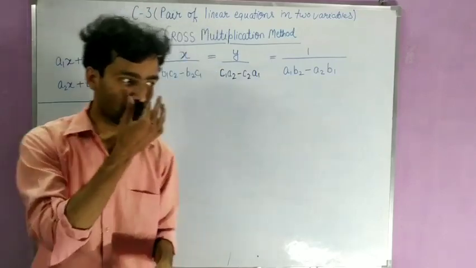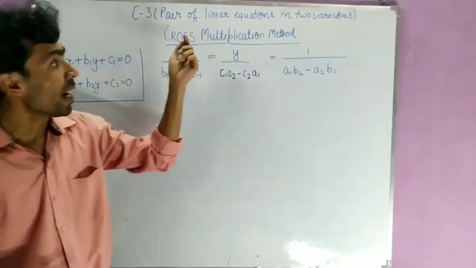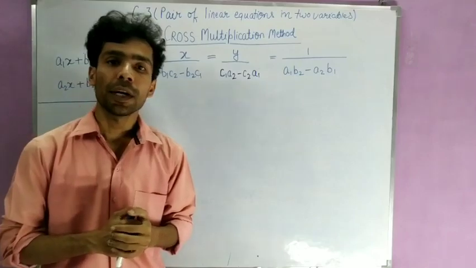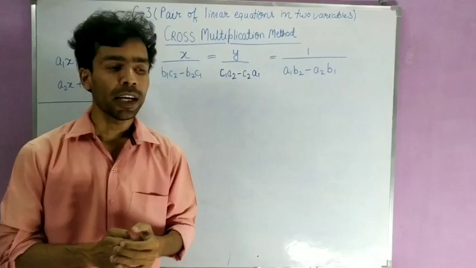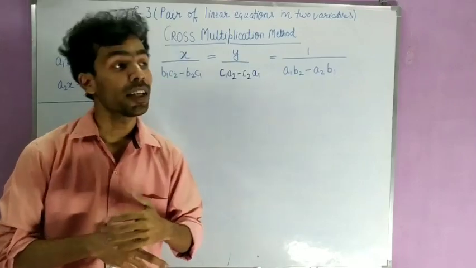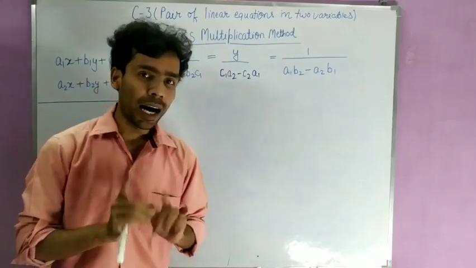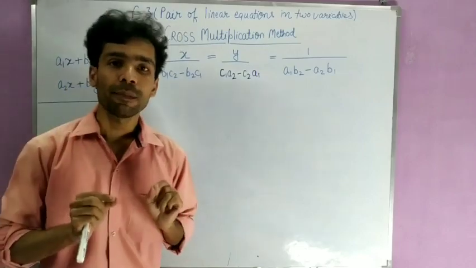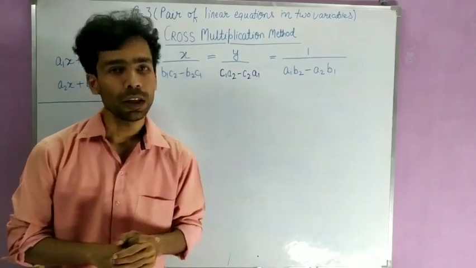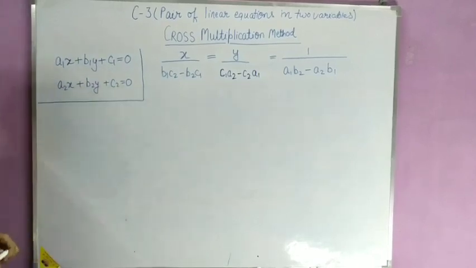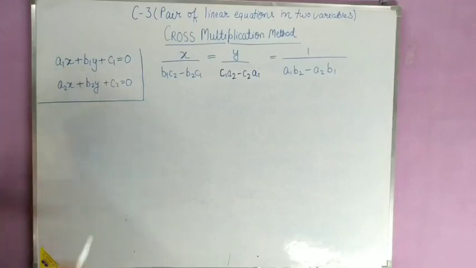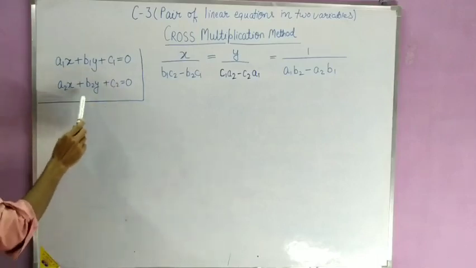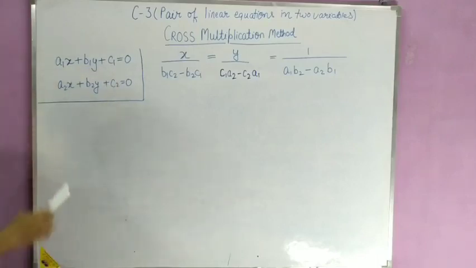Okay, so see students, by this method we can solve the pair of linear equations. So what is this method? In the starting part of this chapter, I told you the general form of pair of linear equations. The general form is a1x plus b1y plus c1 equal to 0 and a2x plus b2y plus c2 equal to 0. It is the general form of pair of linear equations.